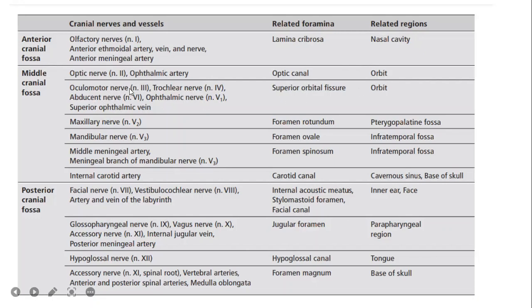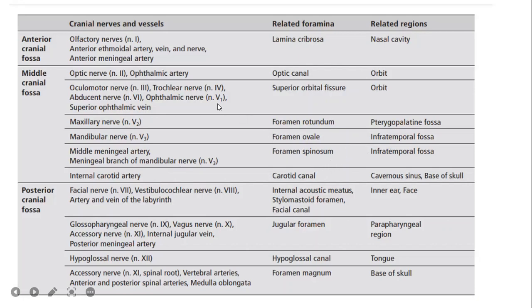We have the oculomotor nerve, which is nerve number 3, the trochlear nerve, as well as the abducens nerve, the ophthalmic nerve, and the superior ophthalmic vein, and the related foramen, or where they pass through, is the superior orbital fissure and the related regions of the orbit. We have the maxillary nerve and the mandibular nerve, the middle meningeal artery, the middle branch of the mandibular nerve, then the internal carotid artery, and they are related to these structures which are placed on this table on the other side.